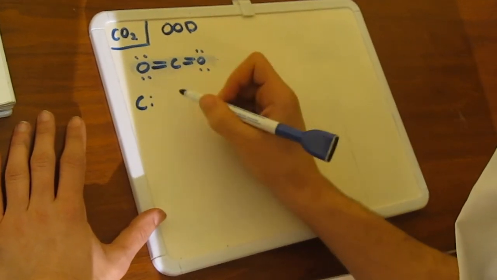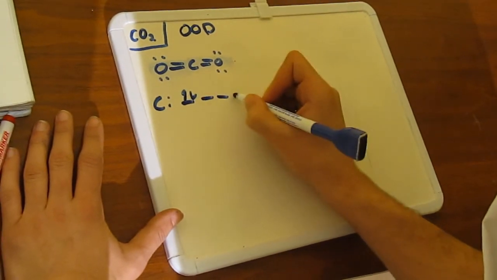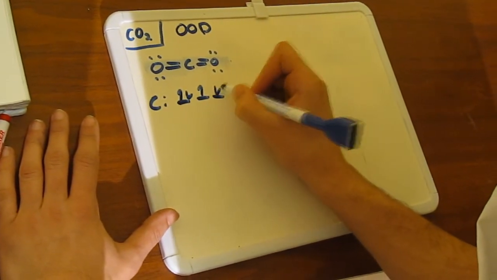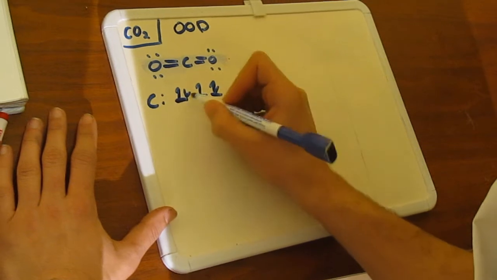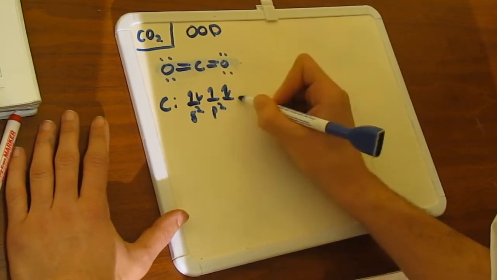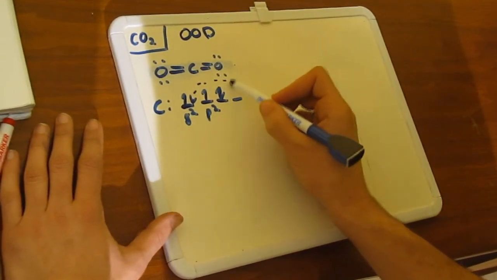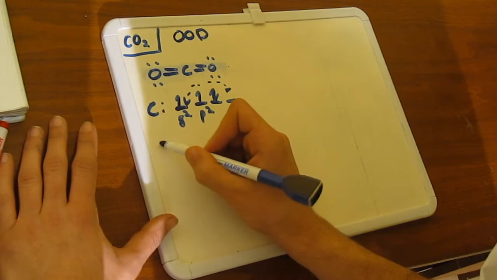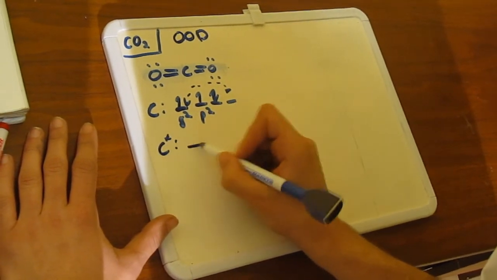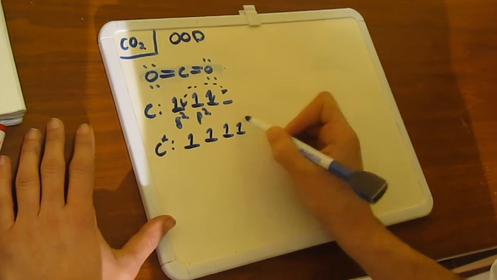C, initially, its valence electron has a configuration of S2P2. And since there are no lone pairs on C, we're going to promote this one over to this side. So then we're going to have a second state of 1s and 3p's as such.